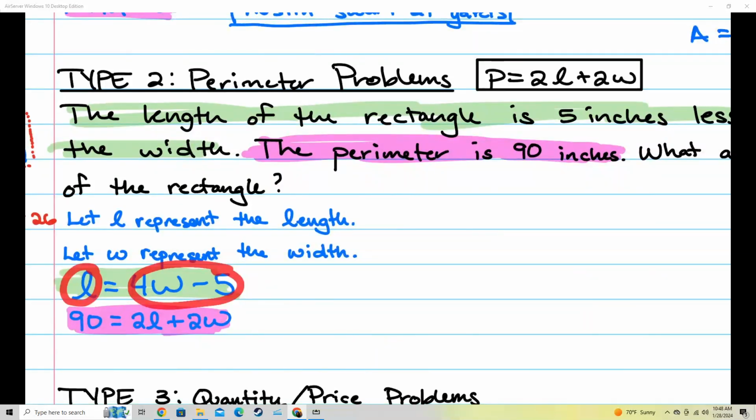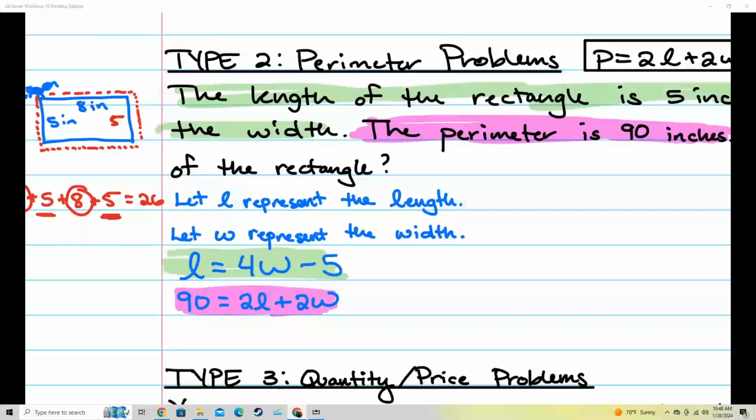That means on the other equation, anywhere I see an L right here, I get to replace that L with 4W minus 5. So let me write down this bottom equation, but when I get to this L, I'm going to replace it with 4W minus 5. We're going to go ahead and use substitution again because I already solved for one of the variables.